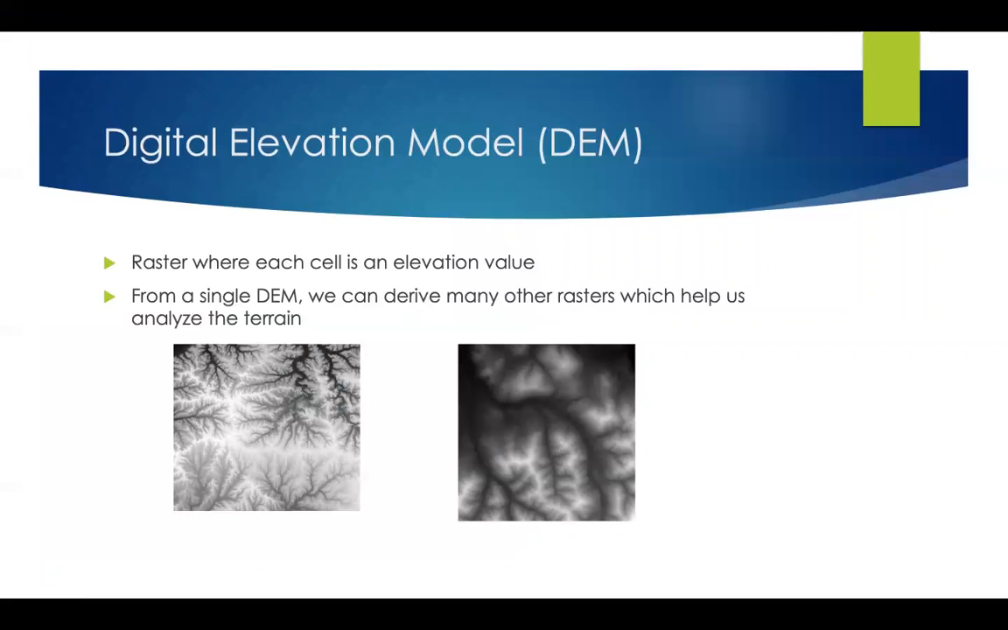Ultimately, all terrain analysis in GIS is based on a digital elevation model, or DEM, sometimes also called DEM, but I'll call it a DEM here. From this single DEM, which looks like this when we put it in a GIS, where each cell represents an elevation value, we can derive many other rasters, which then help us to analyze our terrain with GIS or display the terrain on a map.